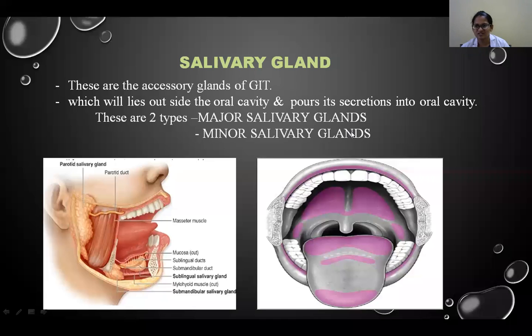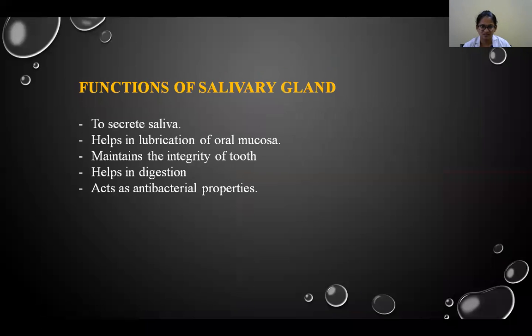90% of the saliva is secreted from the major salivary glands: the parotid, submandibular, and sublingual salivary glands. The remaining 10% of the saliva is secreted into the oral cavity through the minor salivary glands. These minor salivary glands are present in the oral cavity, whereas the major salivary glands lie outside the oral cavity but communicate through ducts. This is about the salivary glands.